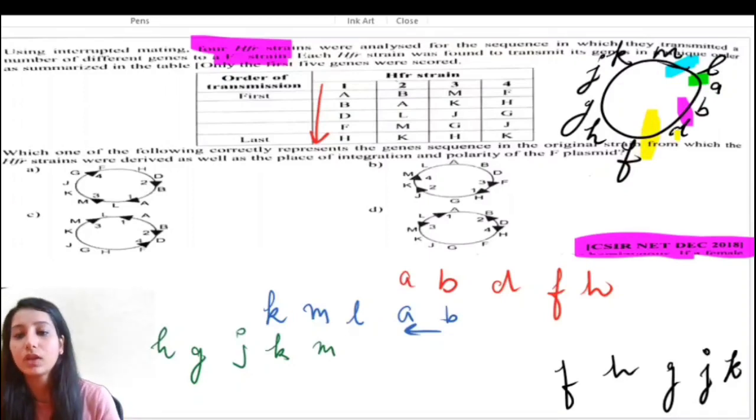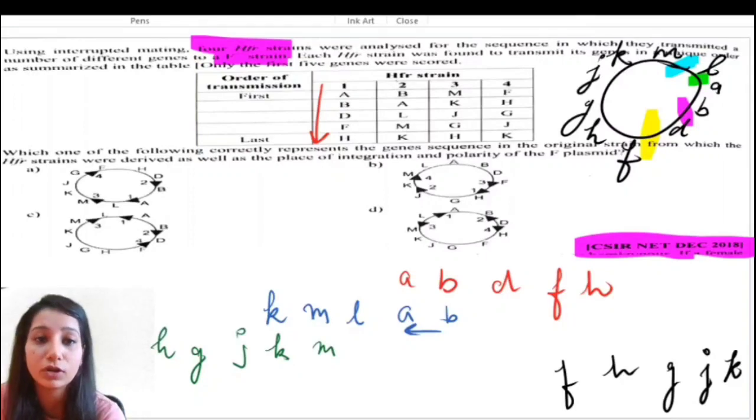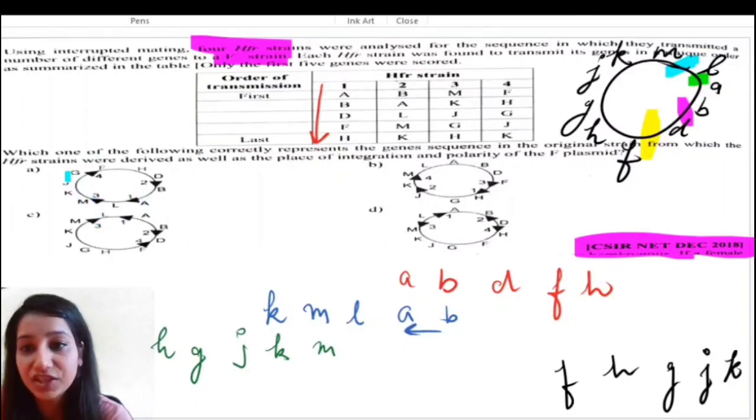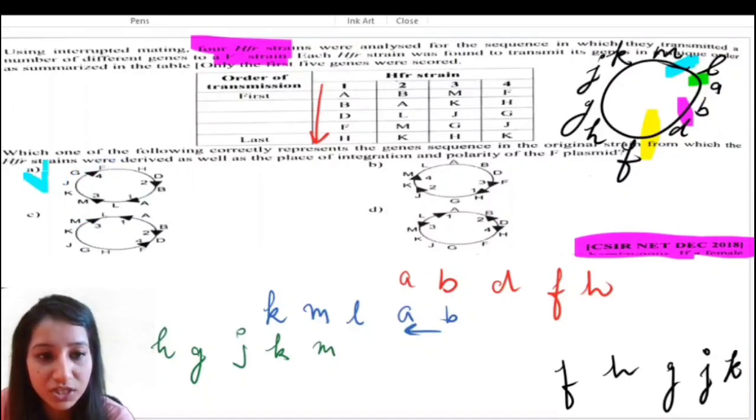Now we'll see which of the following options matches with the gene sequence. In this one, F, K, J, G, M, K, J, G, H. This is different. M, K, J, G, and then here must be H. Here is F. So this option is incorrect.